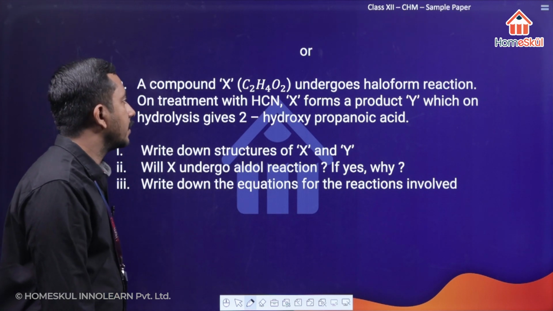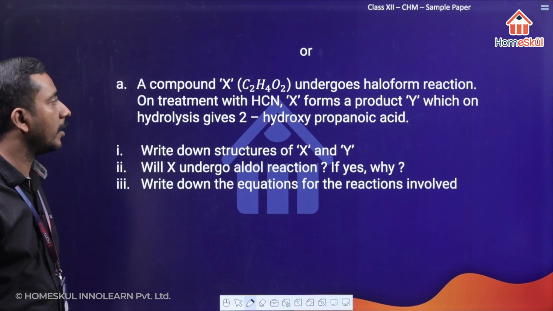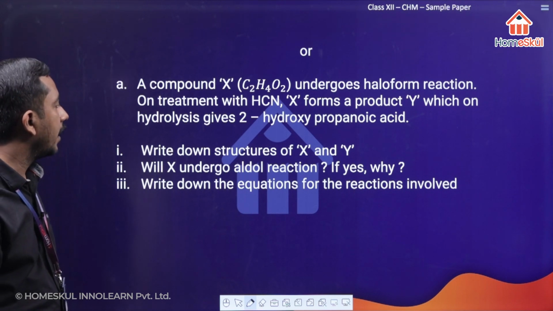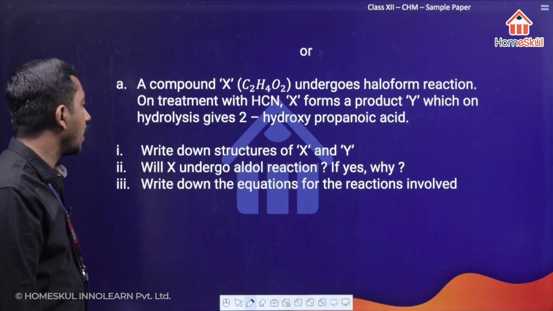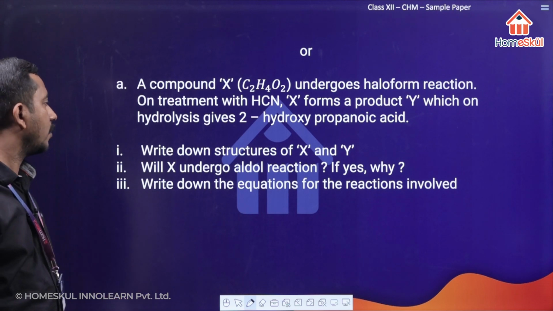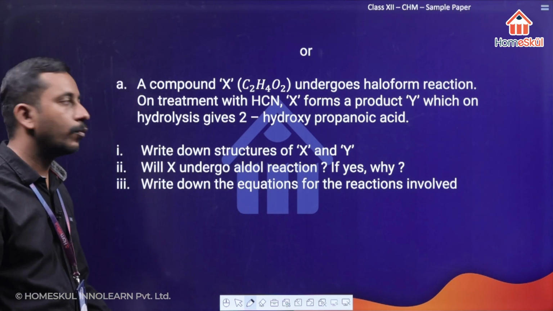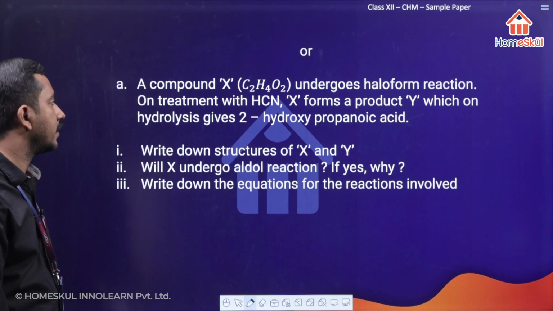So this is a series of reactions that is happening. We have a compound with a particular molecular formula. The first reaction is with hydrogen cyanide, which gives a product Y, and that on hydrolysis gives you a carboxylic acid. We have been asked to write the structure of X and Y. Will X undergo an aldol reaction, and if yes, why? The third question: write down the equations for the corresponding reactions involved.